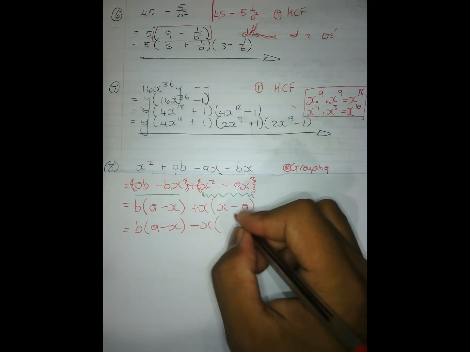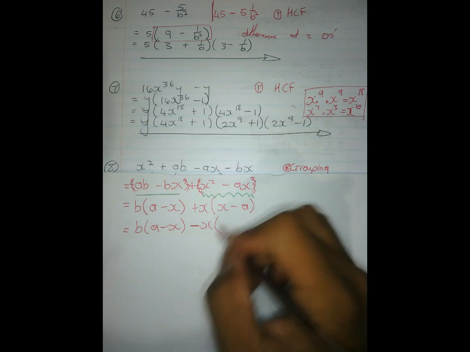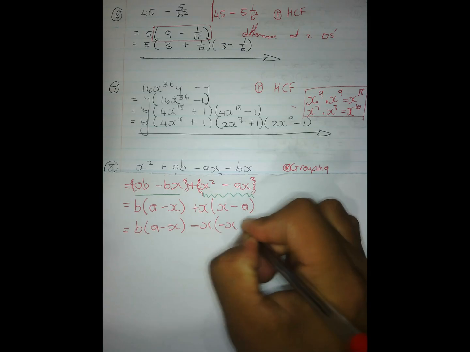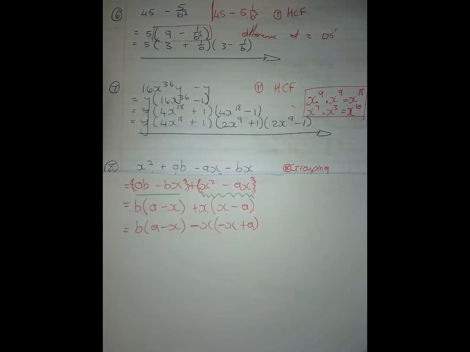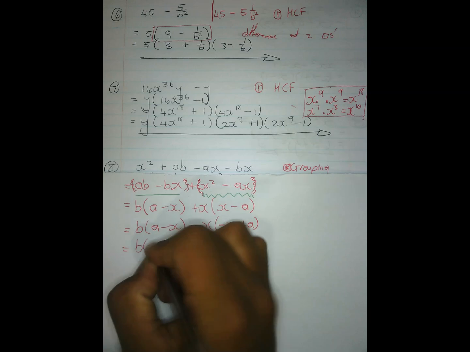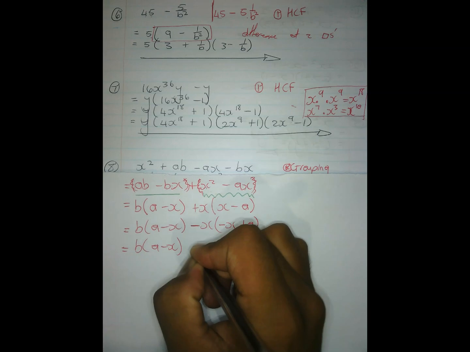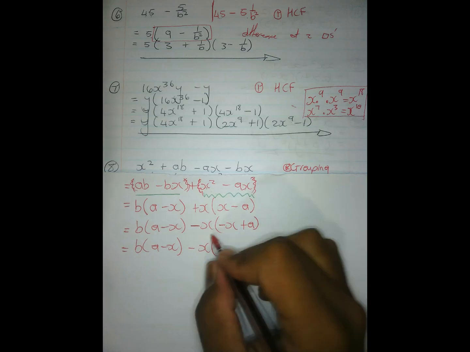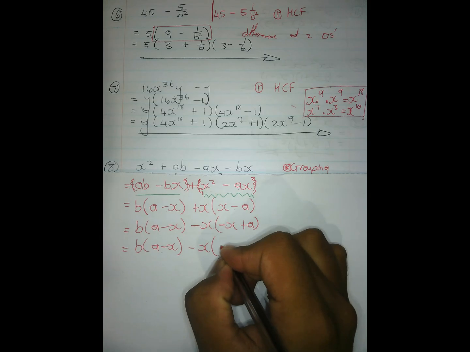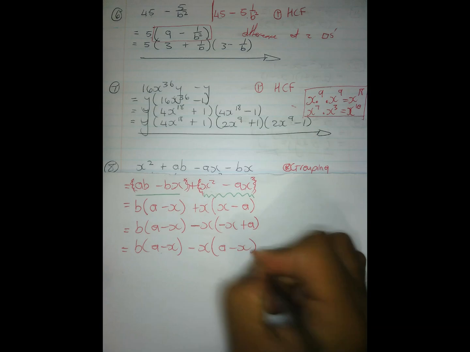And then when I take a negative out, the signs on the inside will swap around. So here will be now a negative X plus an A, equals B A minus X minus X. Now I'm just going to sort it out to make it the same as this one here. It's going to be A minus X.